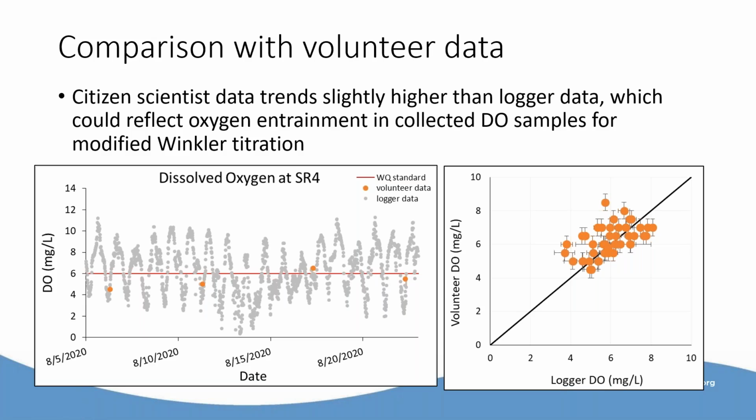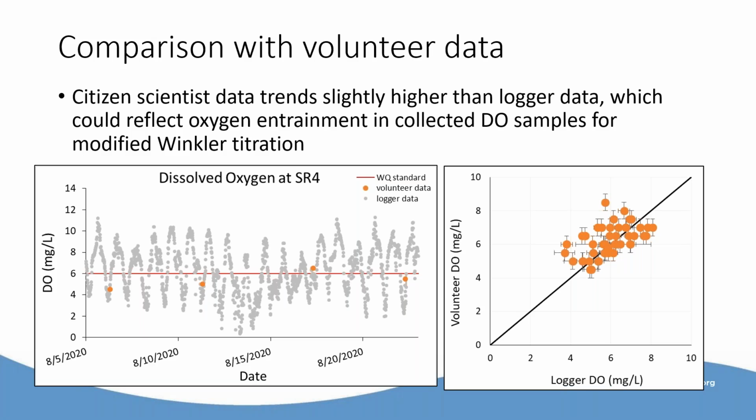And if we compare all the data, this graph on the right is the logger data on the x-axis and the volunteer data on the y-axis. Now we're looking at data not only from this station, but also from our other two stations and from both years. And what you can see is the data clusters around the 1-to-1 line, which is great, although there seems to be a little bit of a bias of the volunteer data to be higher than the logger data.